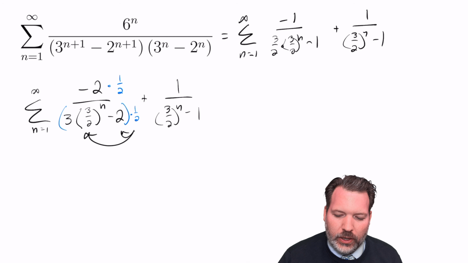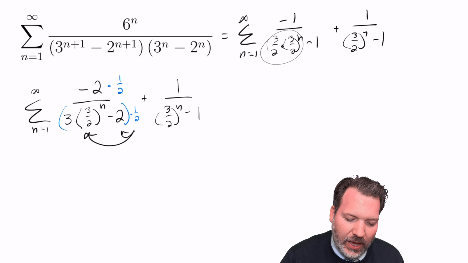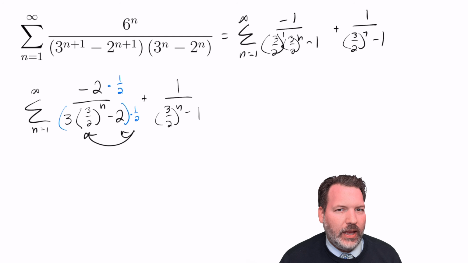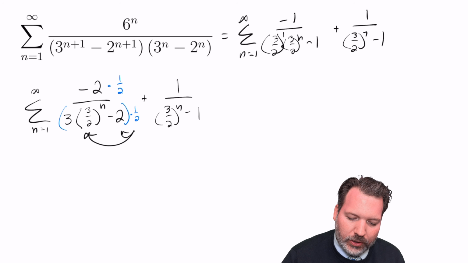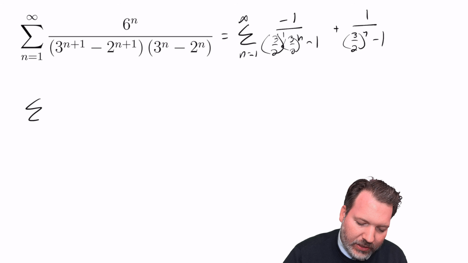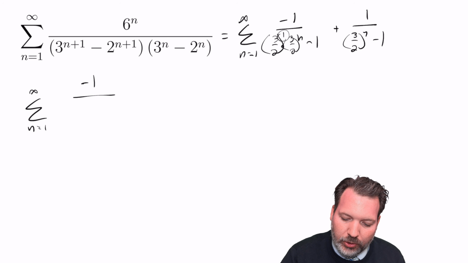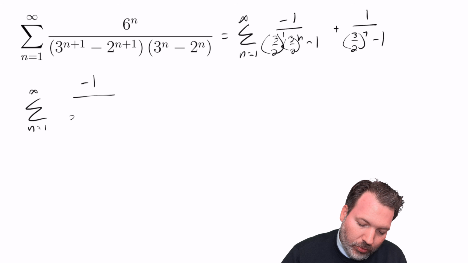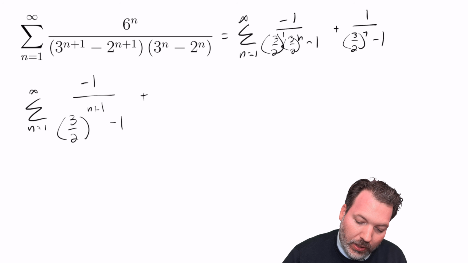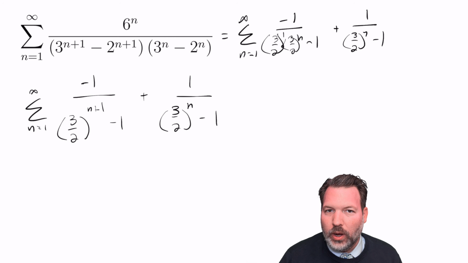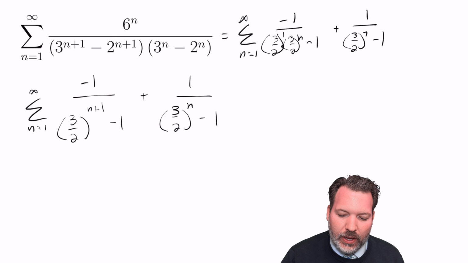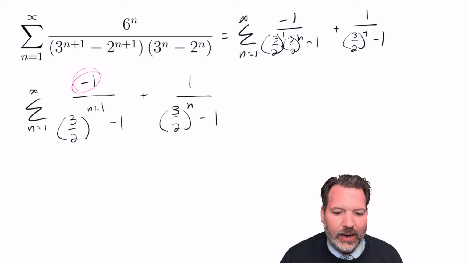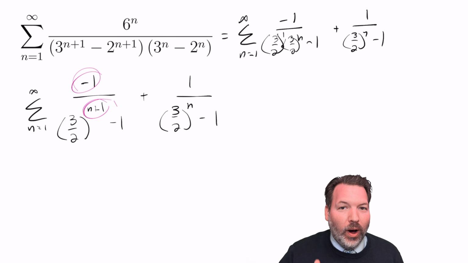But what's going on here? 3 halves times 3 halves to the n, that looks an awful lot like that exponent rule we were talking about earlier. Because that's a common base, I can turn that into negative 1 over the sum of those exponents, 1 and n. That is 3 halves to the n plus 1 power minus 1, plus 1 over 3 halves to the n power minus 1. Well, these look awfully similar, don't they? Except one of them has a minus sign and its power is incremented one term ahead.